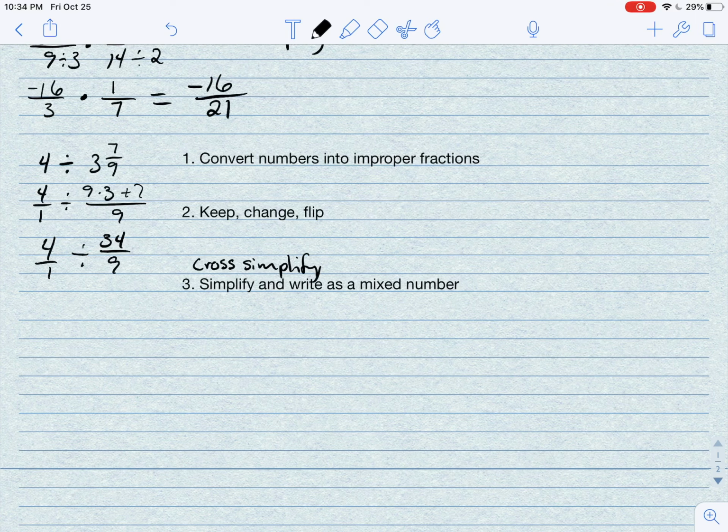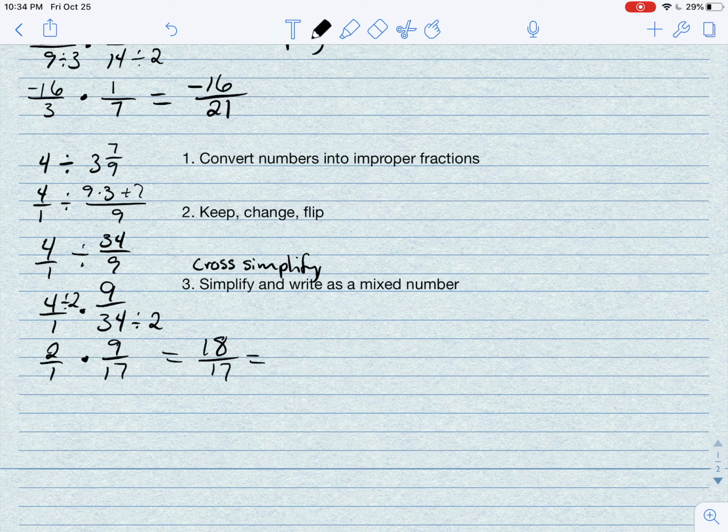Alright, so now we can keep, change, flip. Division goes to multiplication, and then we multiply by the reciprocal, or we flip the last fraction. Alright, 4 and 34 are both even, so they're both divisible by 2. This will become 2 over 1 times 9 over 17. 2 times 9 is 18. 1 times 17 is going to be 17.